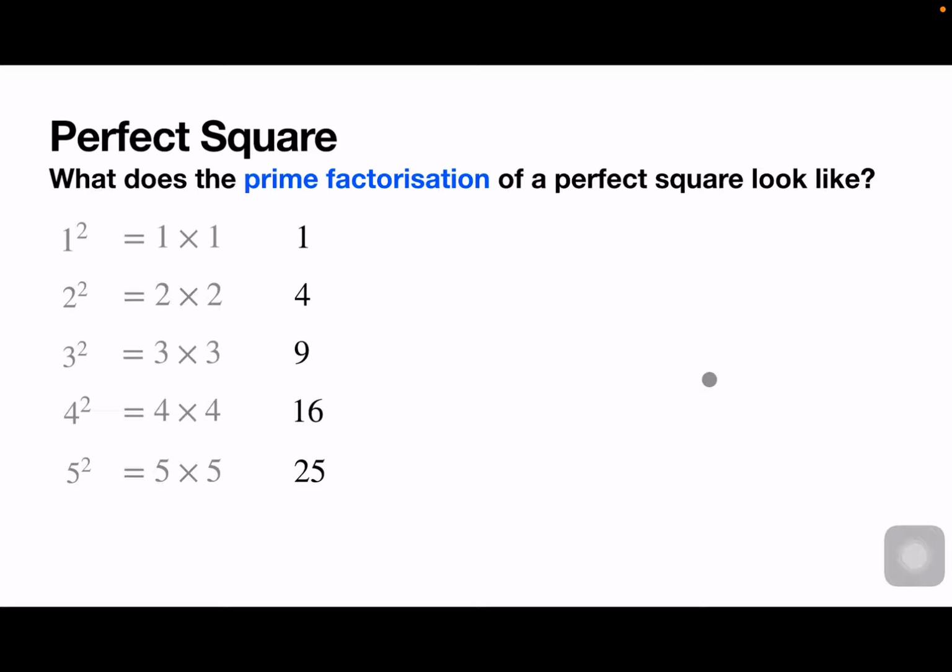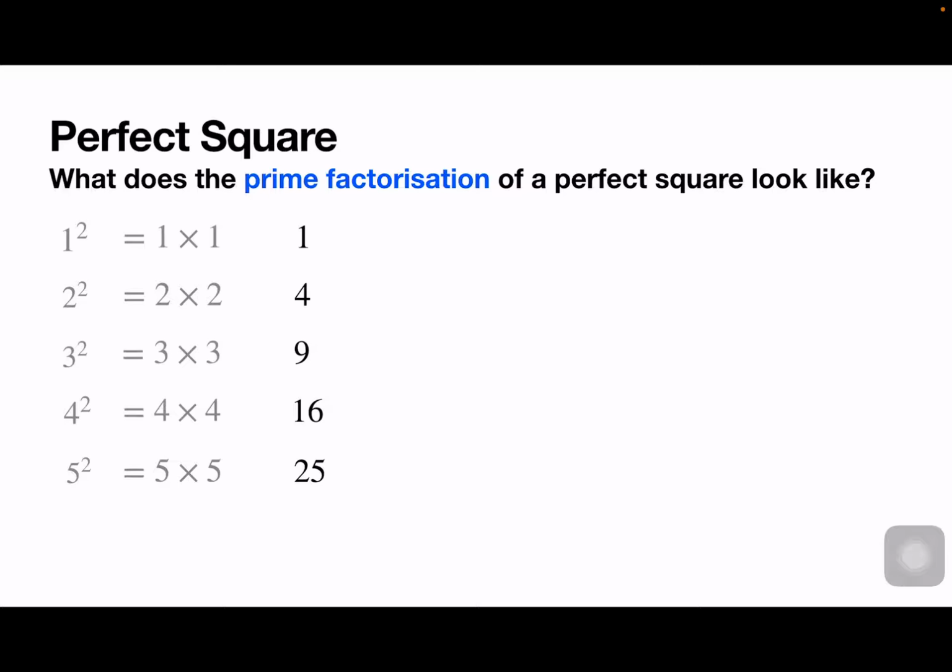Okay, now next part. So we know what perfect squares are. 1, 4, 9, 16, 25 are all perfect squares because they are the squares of the integers 1, 2, 3, 4, 5 respectively. So what does the prime factorization of a perfect square look like?